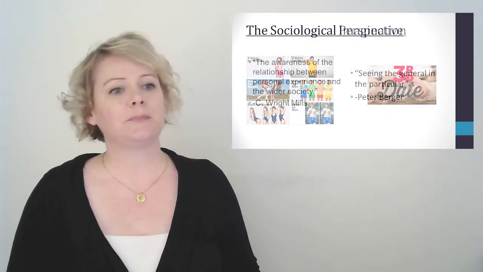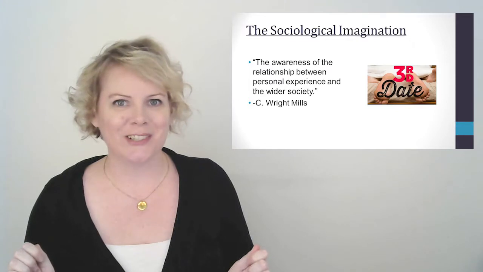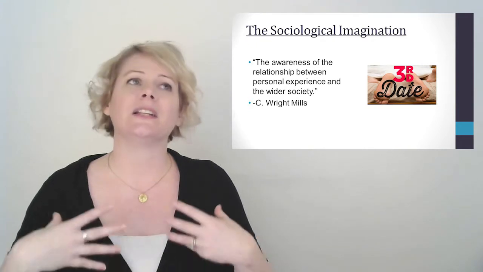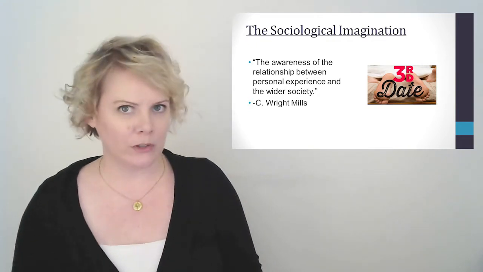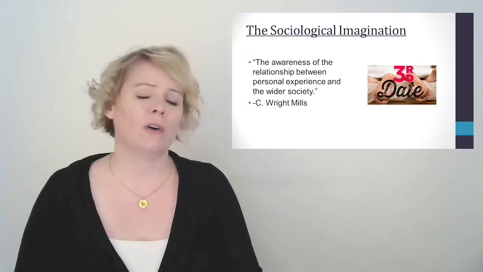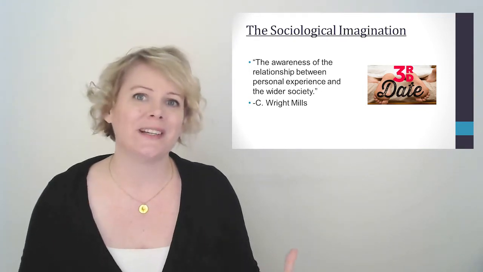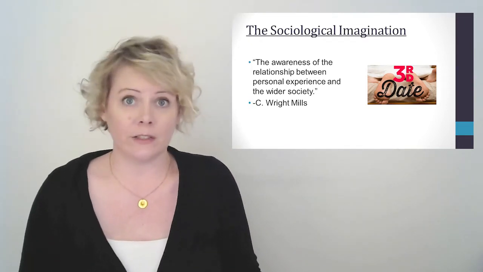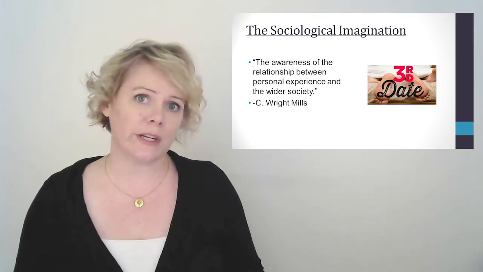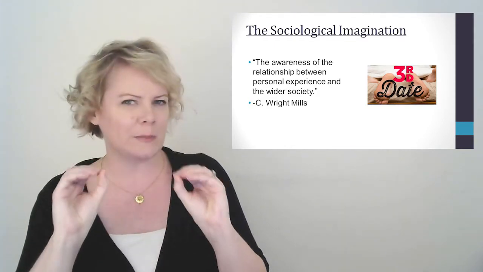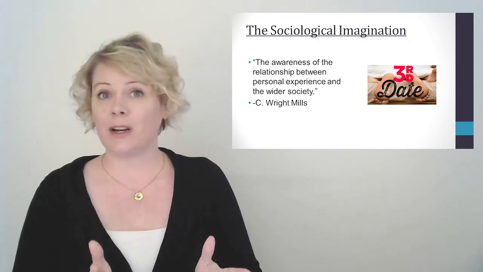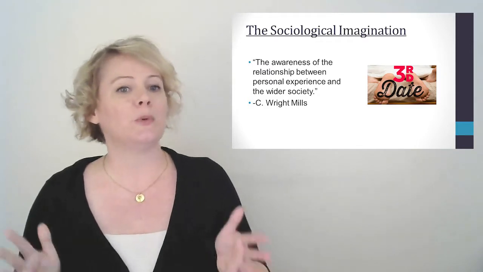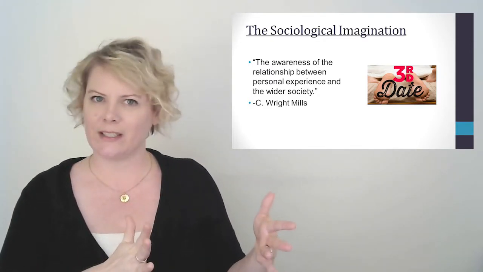The next thing I want to talk about is what's called the sociological imagination, which is a more exciting way to phrase it. The sociological imagination is basically thinking about things in the big picture, which can be really hard to do. We are all living our own unique lives with our own unique stories, and sometimes it's hard for us to think about all of the big things that impact what we do all day and the decisions that we make. The sociological imagination is about thinking about the world in a very specific way. C. Wright Mills, again one of our founding sociologists, said, "The awareness of the relationship between personal experience and wider society."